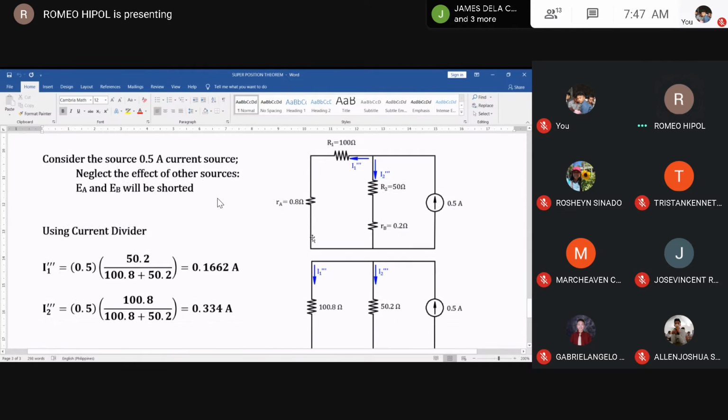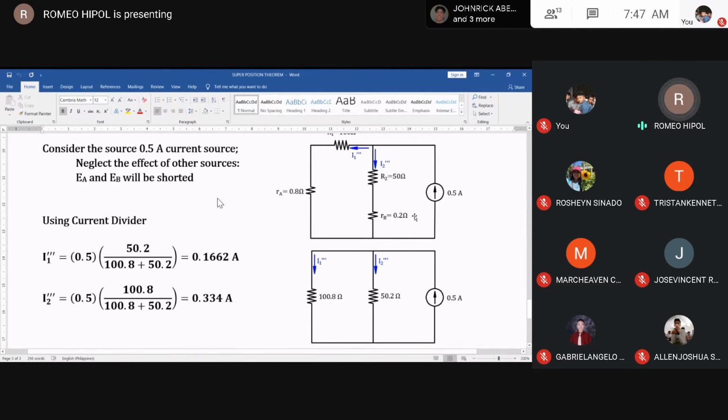Okay, in this case, since we have the current source, we can apply current divider for two parallel resistances or branch circuit. Actually, two branches lang. Okay? So, yung current divider, naipaliwanag ko na ulit. Di ba? So, we have 0.1662 ampere and 0.334 ampere for I2 triple prime. And for I sub 1 triple prime, you have 0.16622 ampere.